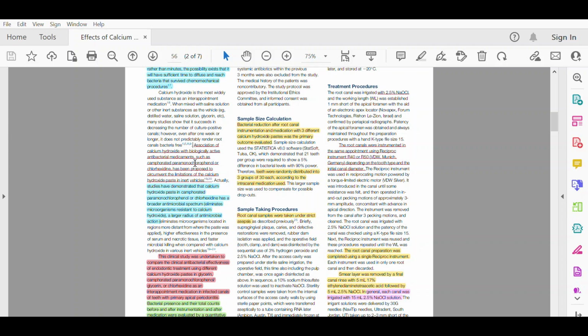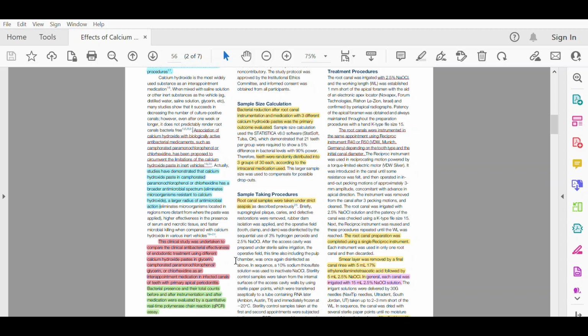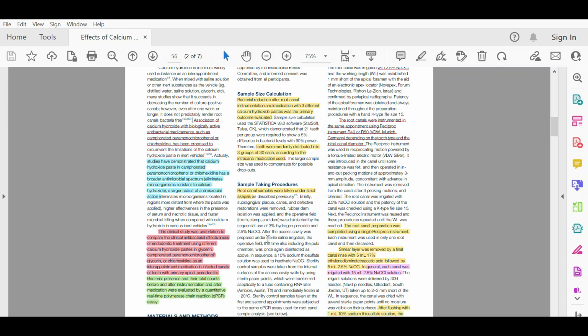So the aim of this study, or the question, is: what is the clinical antibacterial effectiveness of endodontic treatment using different calcium hydroxide pastes, in glycerin, in camphorated paramonochlorophenol and glycerin, or in chlorhexidine, as intra-appointment medication in infected canals of teeth with primary apical periodontitis. This study wants to evaluate the bacteria presence and their total count before and after instrumentation and after medication, evaluated by quantitative real-time PCR assay.